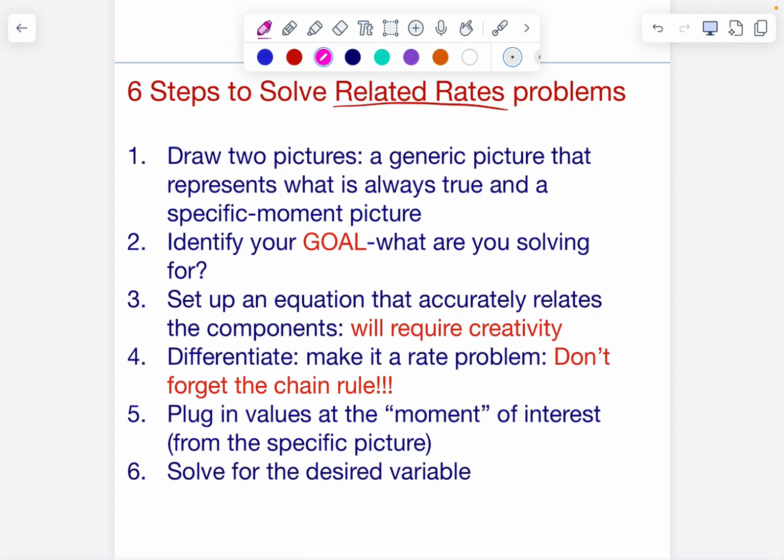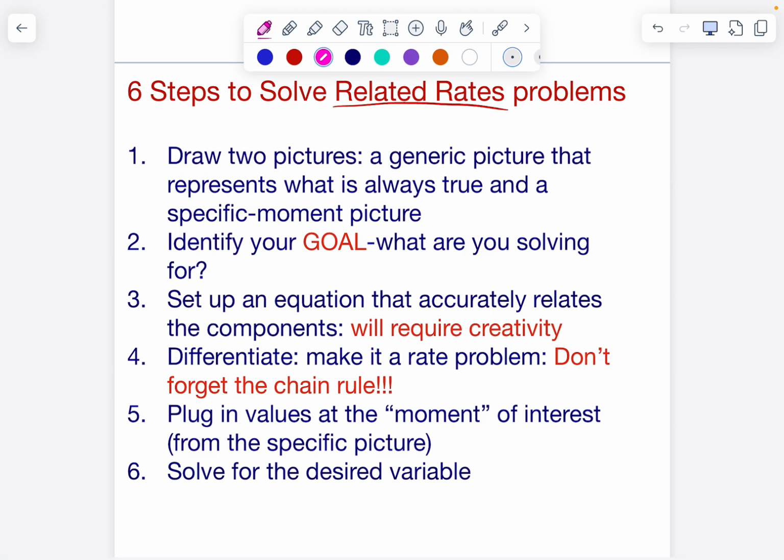And then we're going to draw another picture that's the same picture, only with information specific to the moment they ask us about. Like maybe we're walking away from the light pole and we're currently 50 feet from it. So we would add that information, that kind of thing.